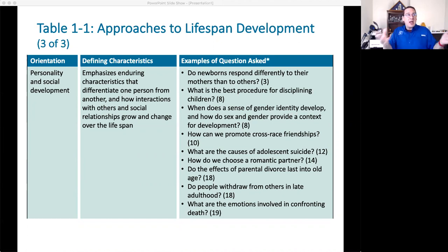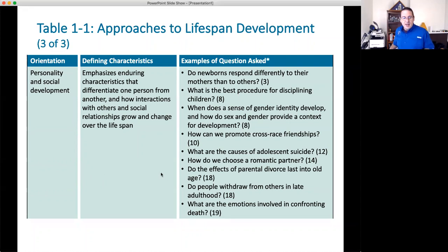If we can't be any use to society until we've got a good bankroll or something like that, that's kind of an individualistic way of thinking. So how are those embedded in our personalities and how we present ourselves to the world? What emotions are involved in confronting death? We'll talk about that a little bit later.